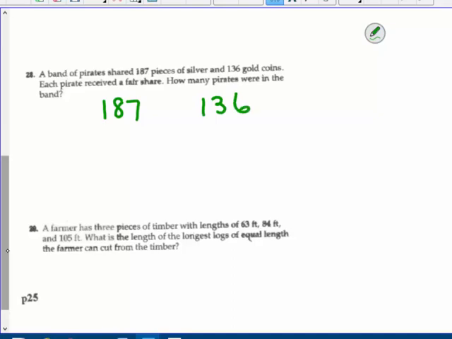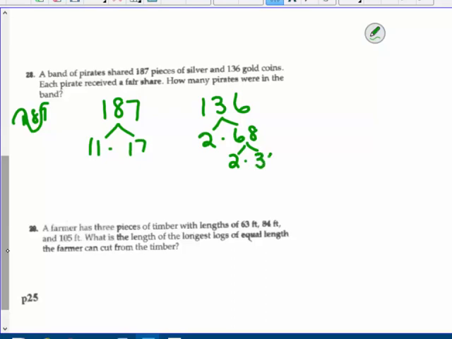187. Ooh, that can divide by 11. The rule works: if I do 187, 1 and 7 is 8, and 8. So it divides by 11. 11 times 17. Ooh, 2 prime numbers there. 136. Well, that's even. 2 times 68, 2 times 34, 2 times 17. So what do they have in common? Just the 17, that's it. This has three 2s and a 17, so that's 2 cubed times 17, and this is 11 times 17.